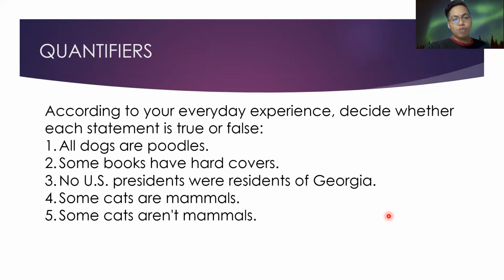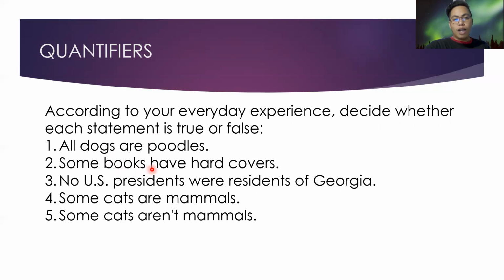All dogs are poodles. Is it true or false? Of course it's false, because we can name A as dogs and B as poodles. There is a subset of A that is not in B. We have Dalmatian, Dachshund, Shih Tzu, Pomeranian, that are not poodles. So you cannot say that all dogs are poodles. This is false. Actually, even without explaining, we know that it's wrong.